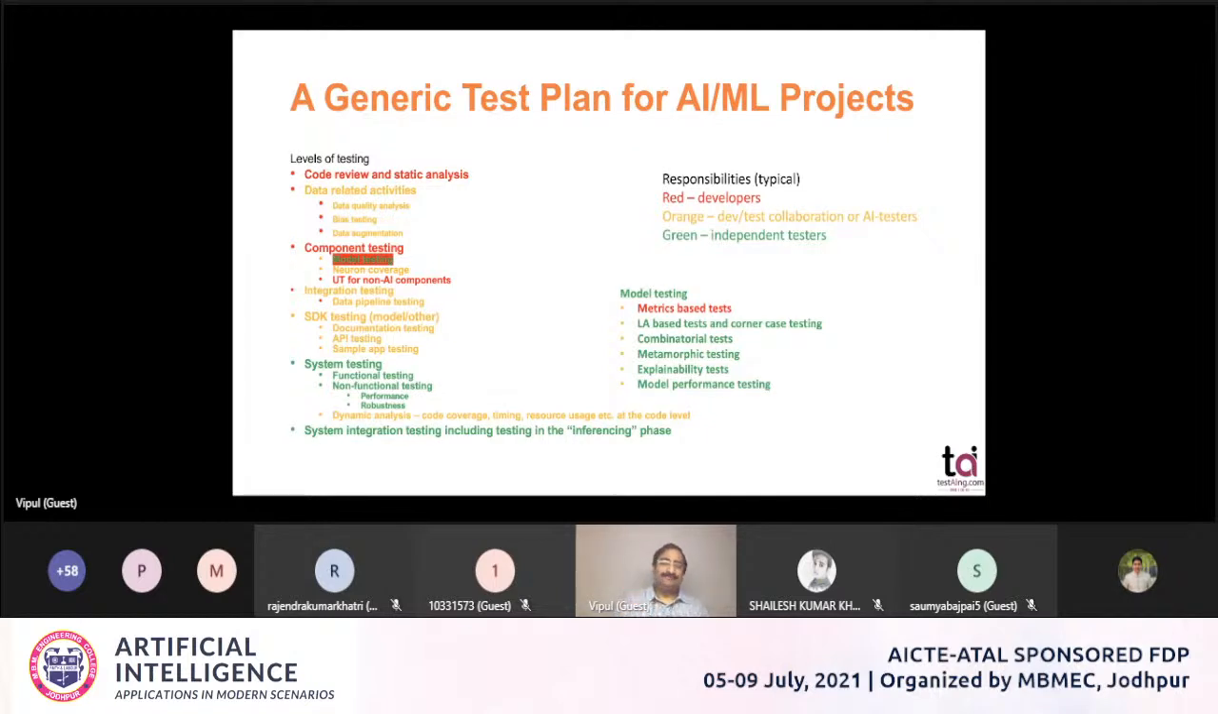Typically, when you do your testing and you create a project plan, you also create a test plan. So, what is a test plan?